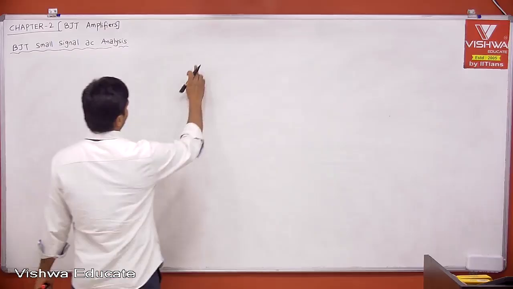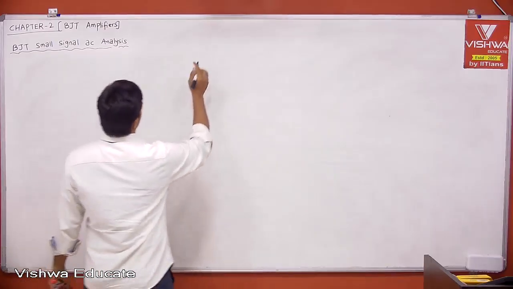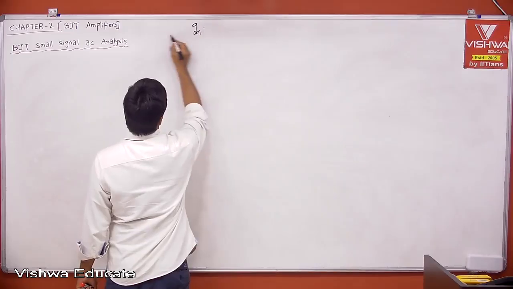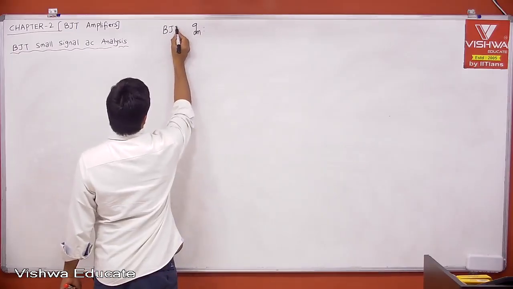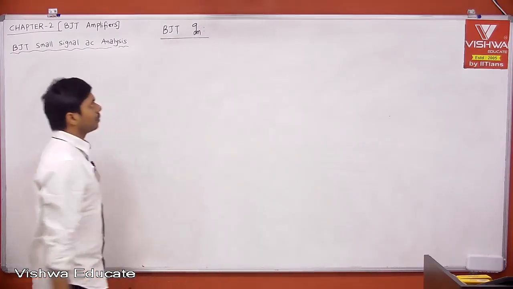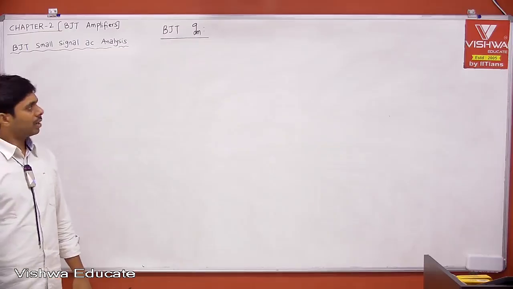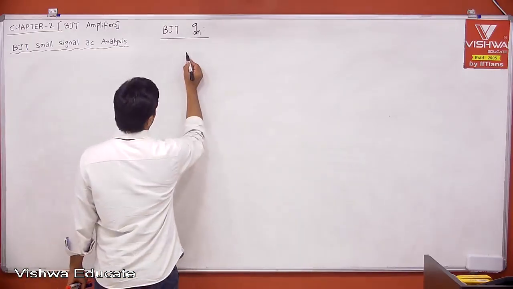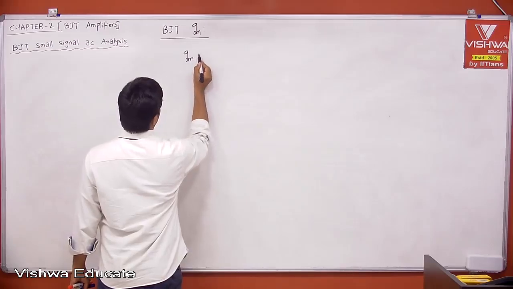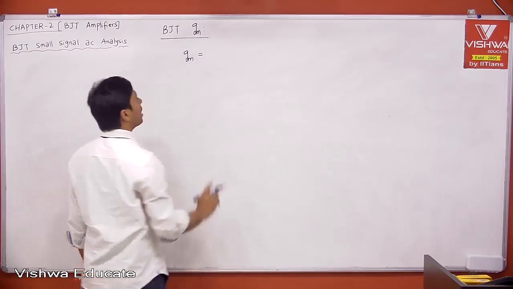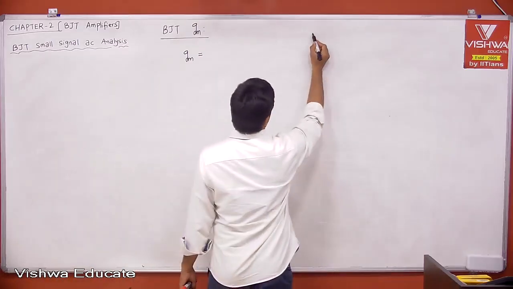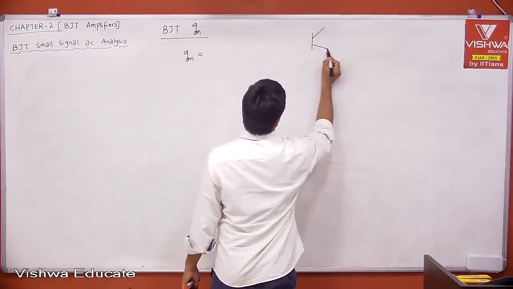Now, GM, right? Therefore, this is what is GM: the BJT transconductance GM from the hybrid pi model. What is the definition of GM? GM is defined as, what is the name? GM, transconductance, right? Therefore, if you take your BJT, this is your BJT.